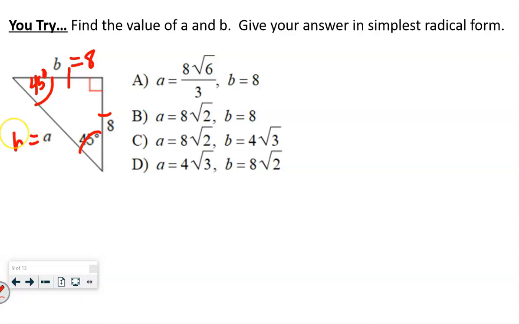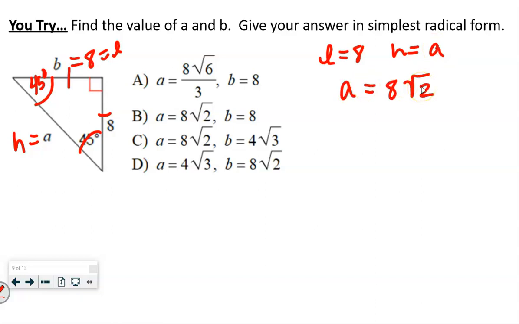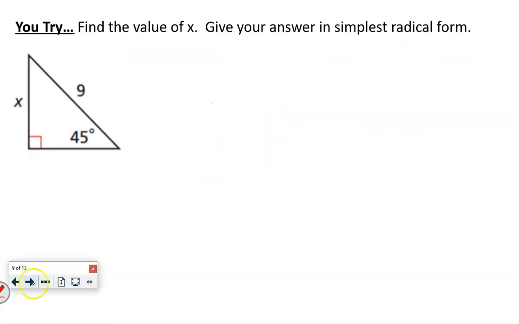And then a is equal to h here. So we're going to say our L, which is our 8, that's our side, right? That's still also L. And our h is equal to a. Okay, so we're going to say a is equal to 8 square root of 2, right? Because our formula is what? H equals L square root of 2, okay? So we have our A and we have our B. So A is equal to 8 square root of 2, so it's not that one, it's not that one. And our B was equal to 8, so it's not that one, so it's got to be B, okay?